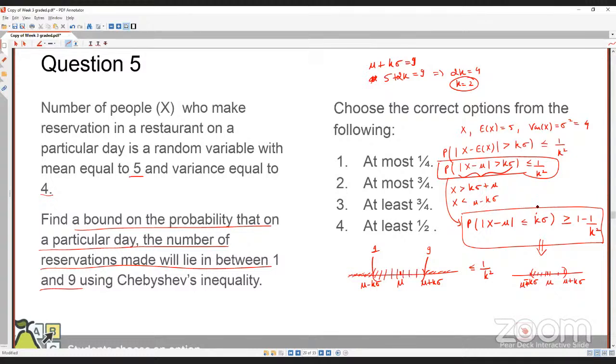Now, in place of K here, just substitute 2. So it will become probability of mod of X minus 5 less than or equal to 2 sigma, where sigma is again 2, so this is 2 times 2, is greater than or equal to 1 minus 1 upon K square. K square will become 4, so 1 minus 1/4 is going to be 3 by 4. So this probability should be greater than or equal to 3 by 4. It means we are talking about at least here. So the correct option will be 3.